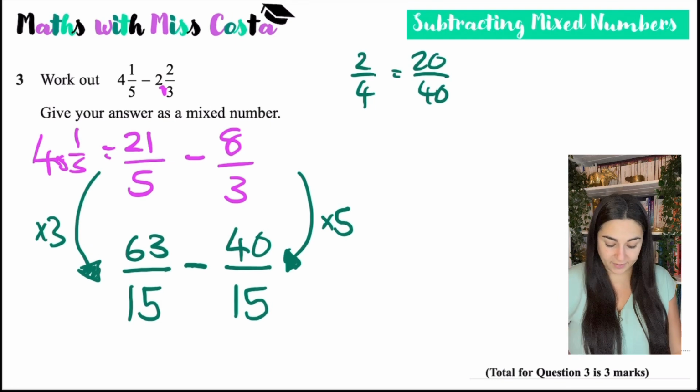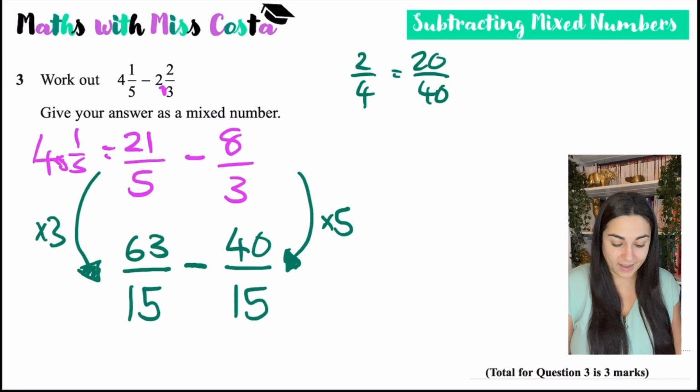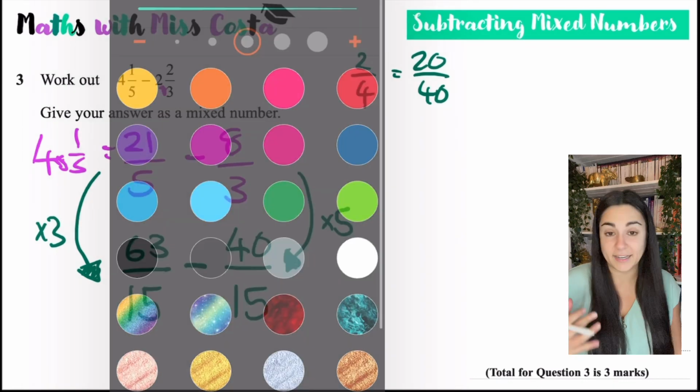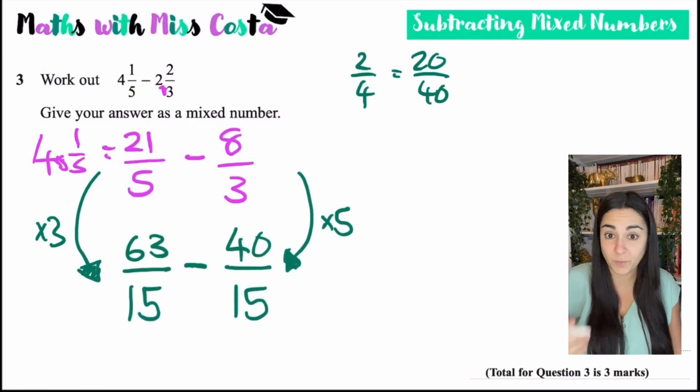So now you've got 63 over 15 take away 40 over 15. And the reason we can add or subtract fractions when they have the same denominators is that when they have the same denominator, you just subtract the numerators. So 63 take away 40 is 23. You'd be left with 23 over 15.